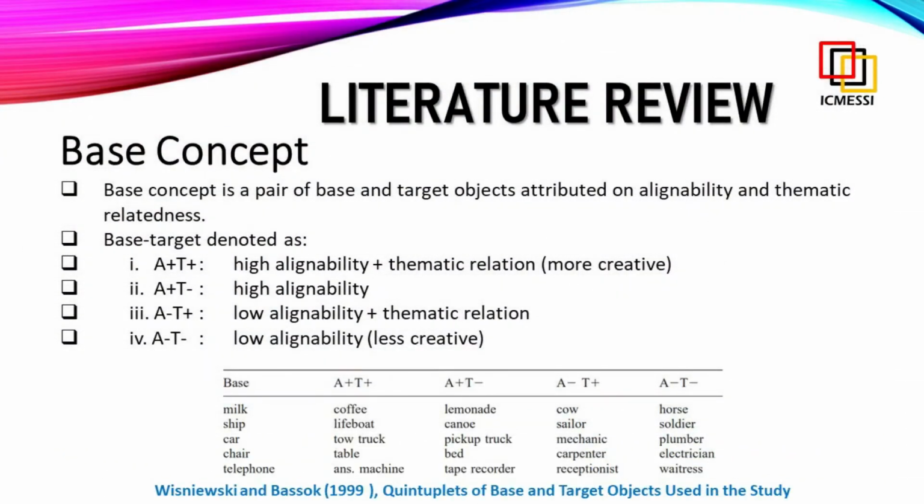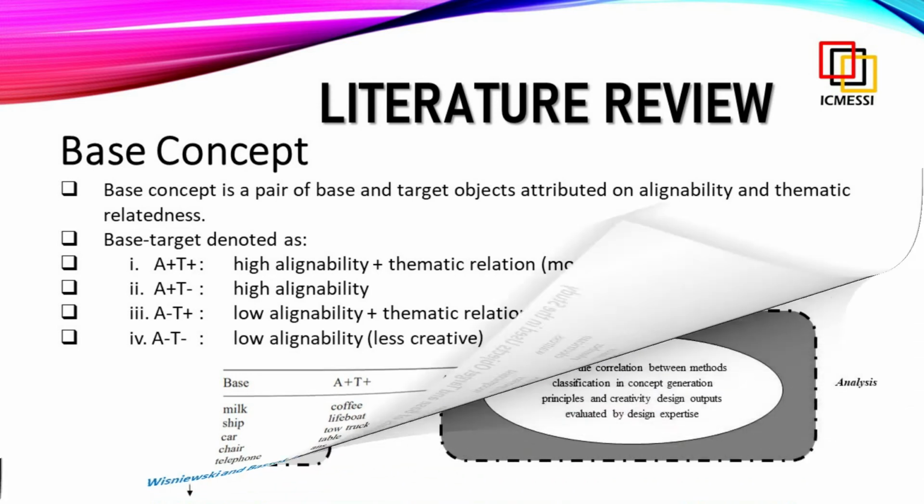Now we look into the base concept. A base concept is a pair of base and target objects, with attributes on alignability and thematic relatedness. The base concept uses the combined method from SCAMPER, which is the combination of base and target objects. There are 4 cases in the base concept: high alignability plus thematic relation will produce a more creative base concept, while low alignability plus no thematic relation will produce a less creative base concept. You can refer to the example shown in the table to understand better.